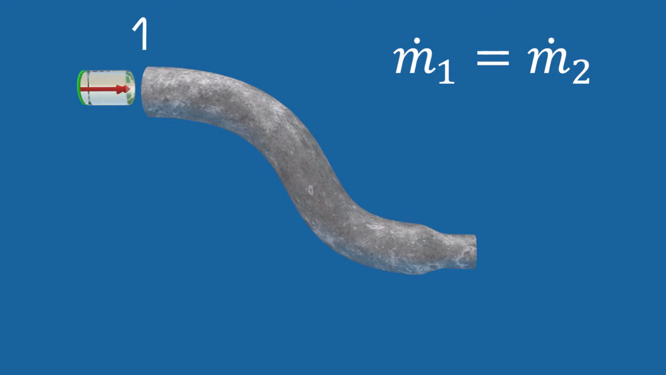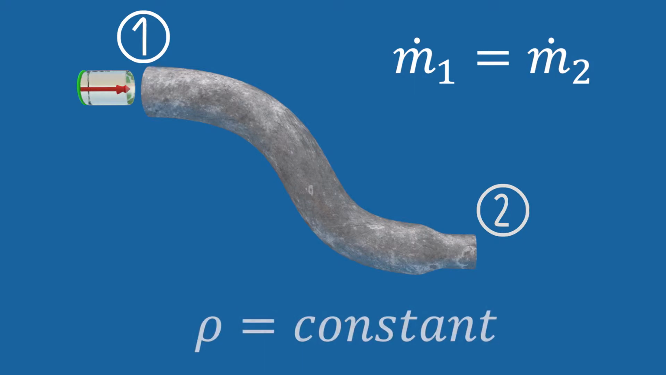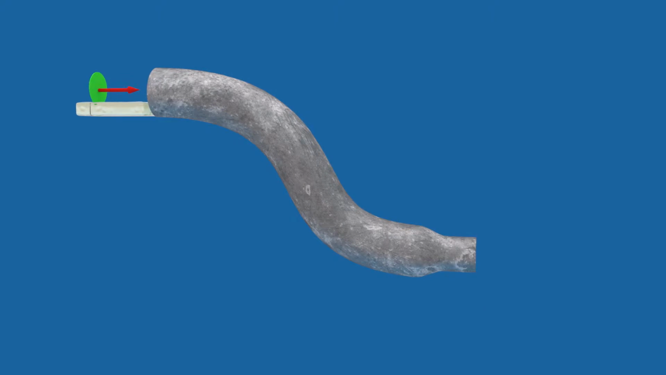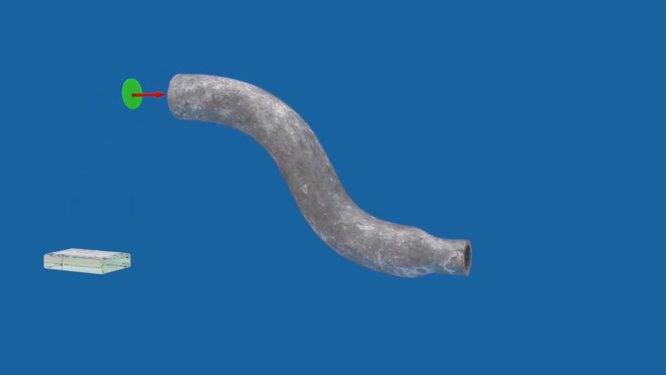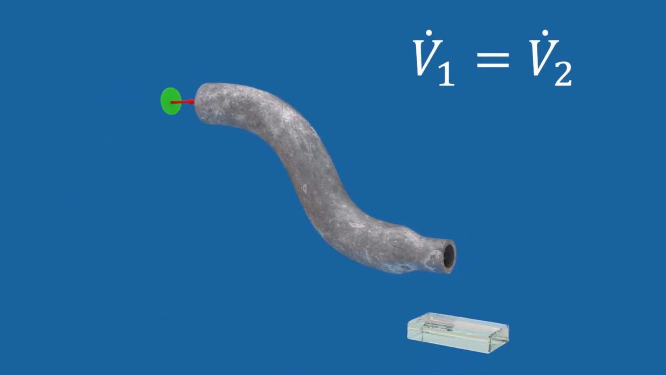In cross-section 1, the mass flux ṁ1 is entering the stream tube, and in cross-section 2, the mass flux ṁ2 is exiting the stream tube. In the case considered here, the density ρ of the fluid is constant throughout the whole stream tube. In other words, continuity states that the volume flow rate V̇ is the same through all cross-sections. In cross-section 1, the volume flow rate V̇1 is entering the stream tube, and in cross-section 2, the volume flow rate V̇2 is exiting the stream tube.